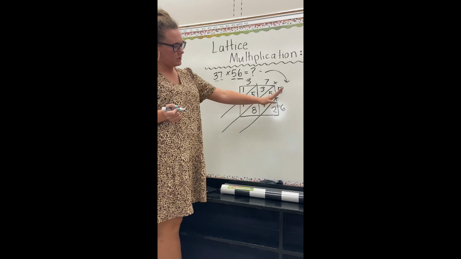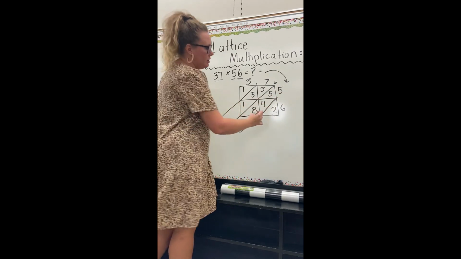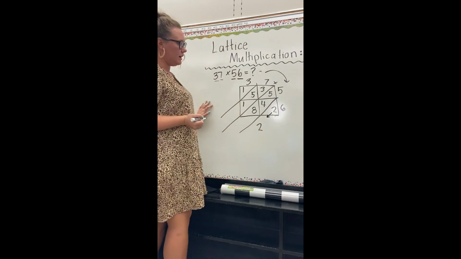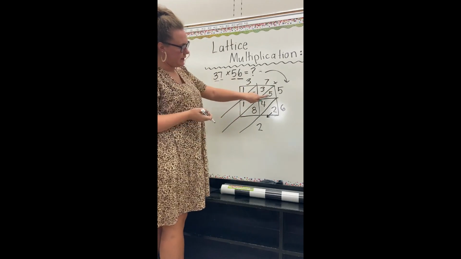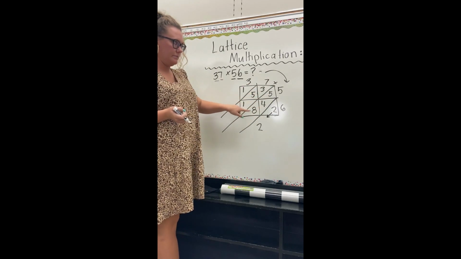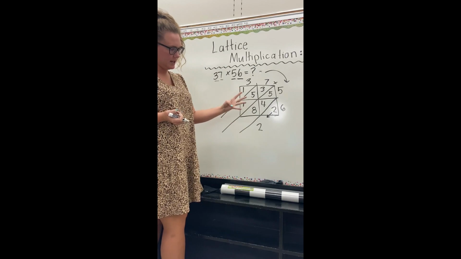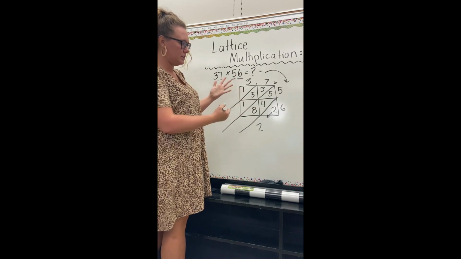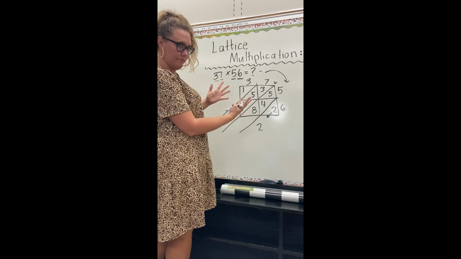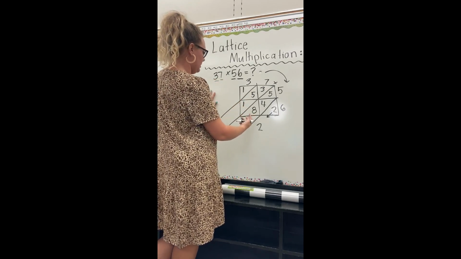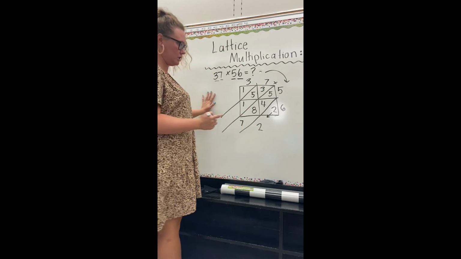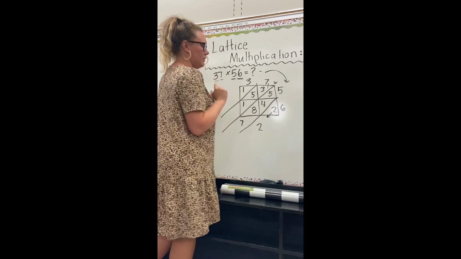So 2 is all by itself in this diagonal, so I'm just going to bring it right on down. All right, now I need to add this diagonal. So 5 plus 4 plus 8. Well, 5, 6, 7, 8, 9, plus 8 more, 9, 10, 11, 12, 13, 14, 15, 16, 17. Okay, so I'm going to put my 7 down here, and just like we would in regular addition, I'm going to carry my 1 to the next column.